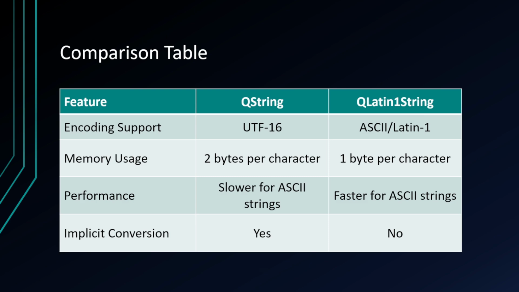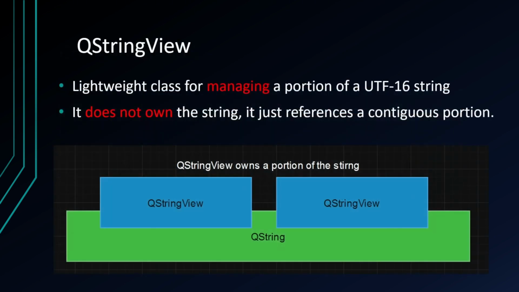The next class we've got here is QStringView. QStringView is a kind of manager for many strings. It references a contiguous portion of a UTF-16 string, but does not own it. So just as you see on this diagram, it can point to some portion of the string, but it does not own it. So you can search here, you can extract some data, and that's all you can do.